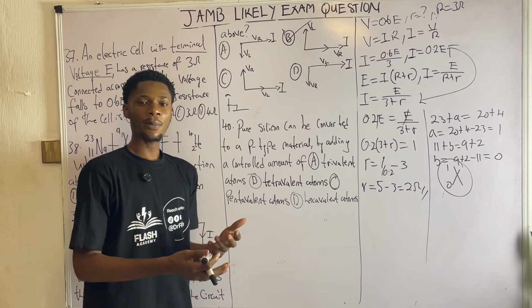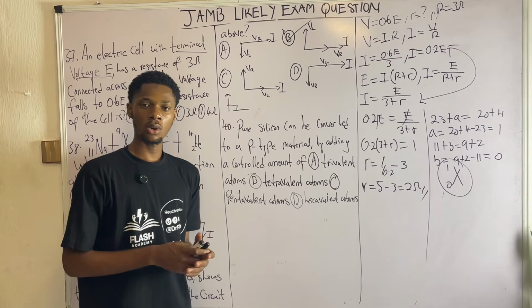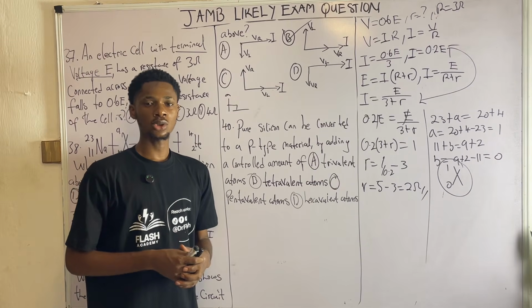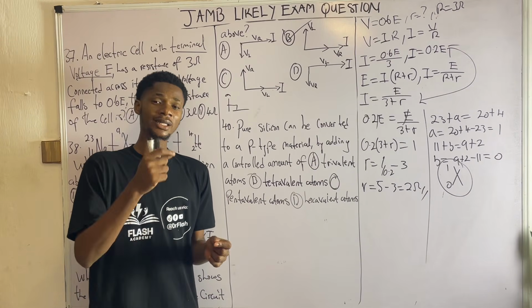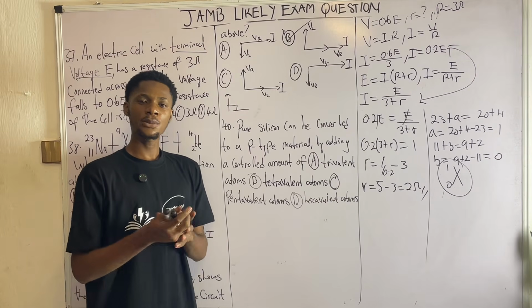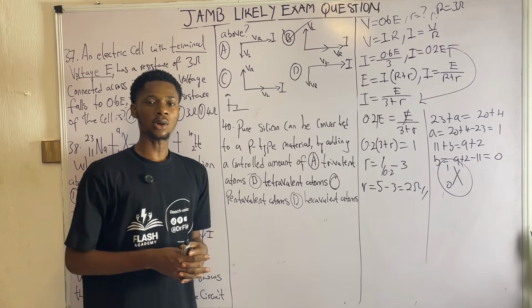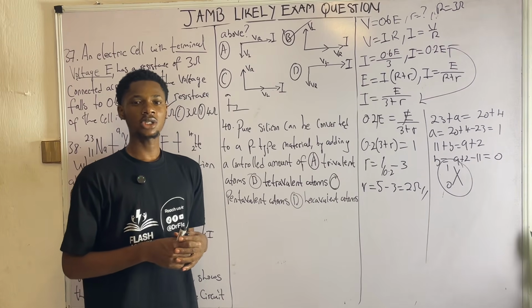Now, there are two types of semiconductors. We have the pure and the impure semiconductors. Pure semiconductors have not been doped. That is, we've not added an impurity to make them more conductive. While impure semiconductors, they've been doped. We call them what now? Extrinsic semiconductors, while the pure ones are called intrinsic semiconductors.